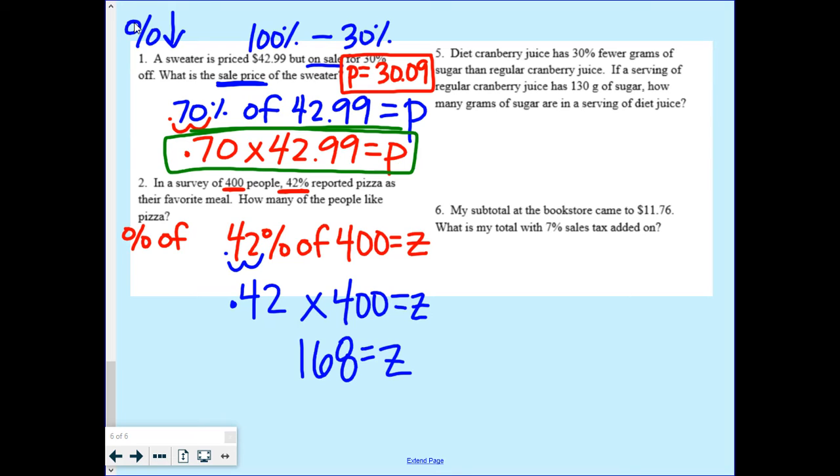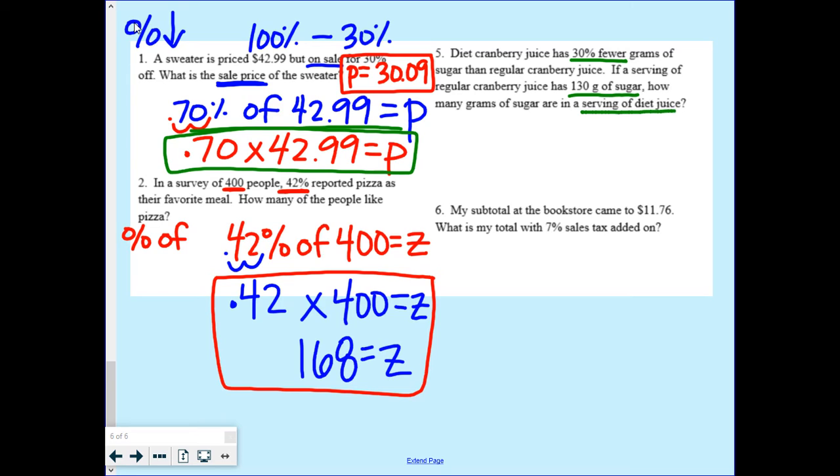So I'm going to say it again. In order to get full credit, I need all of this information here, your equation and your answer, not just your answer. A lot of people missed number 5. So let's talk about that one. It was tricky. Diet cranberry juice has 30% fewer grams of sugar than regular cranberry juice. If a serving of regular cranberry has 130 grams of sugar, how many grams of sugar are in a serving of diet juice?